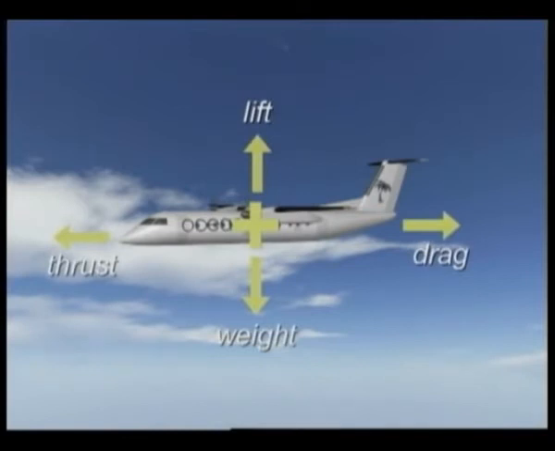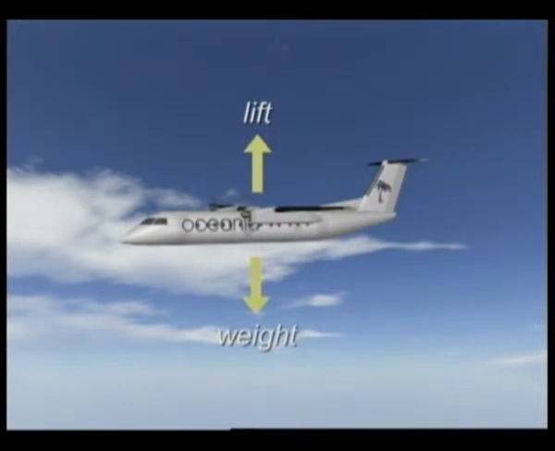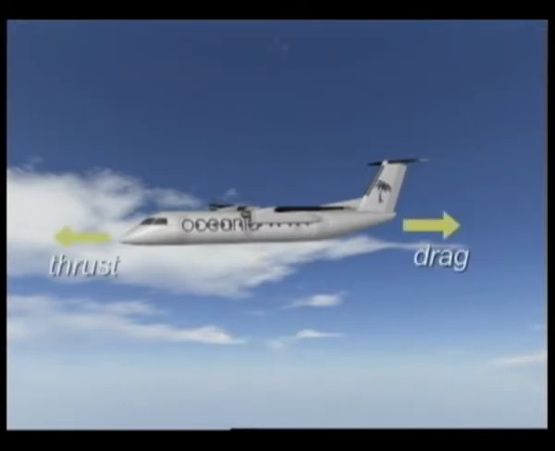We have agreed that all four forces must be in a state of equilibrium. They must be balanced if we are to maintain a condition of steady flight. If lift and weight are equal, a constant height can be maintained. If thrust and drag are also equal, a constant speed can be maintained.